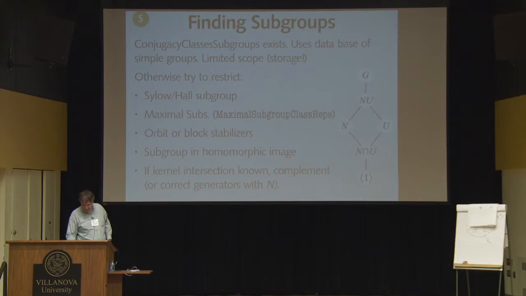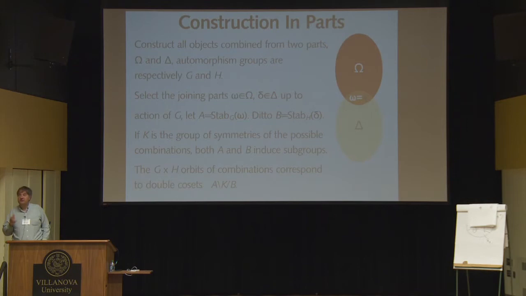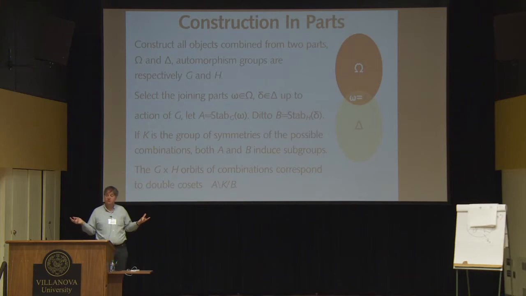Okay. One standard combinatorial construction is a construction in parts. We have two parts and we want to combine them in a certain way. So we have one part omega, we have one part delta, they both have automorphisms, we connect them in one point. And we want to classify these up to automorphisms, up to symmetries of the product. It turns out, in this case, we take the automorphisms of both objects, take in there the stabilizer of this joint object, and then the classes of such objects, excluding the fact that we could swap both parts, correspond to double cosets.